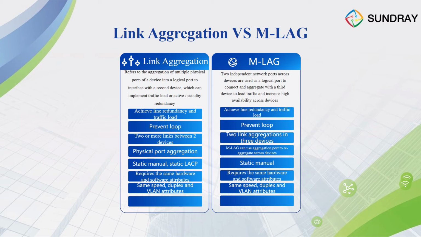The requirement for Link Aggregation is that it supports manual link aggregation and also LACP. MLAG supports static manual mode. For Link Aggregation, we need the two devices to have similar software attributes, and for MLAG we also need the same hardware and the same software attributes. For the member ports, we need to configure the same speed, duplex, and VLANs.